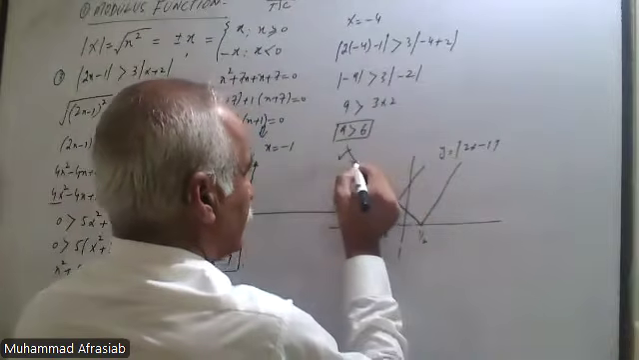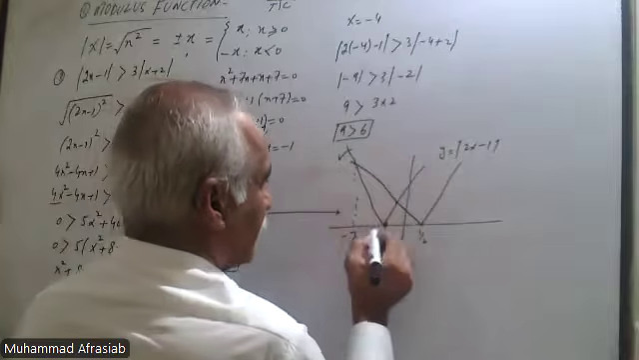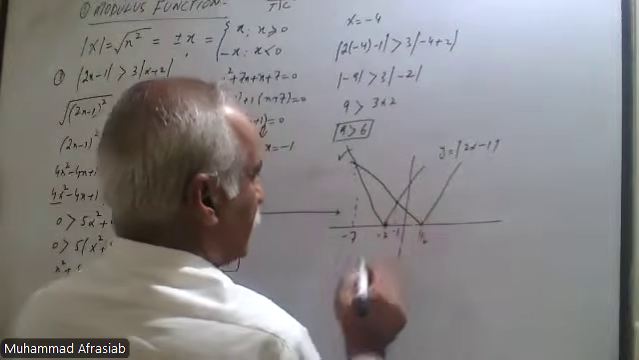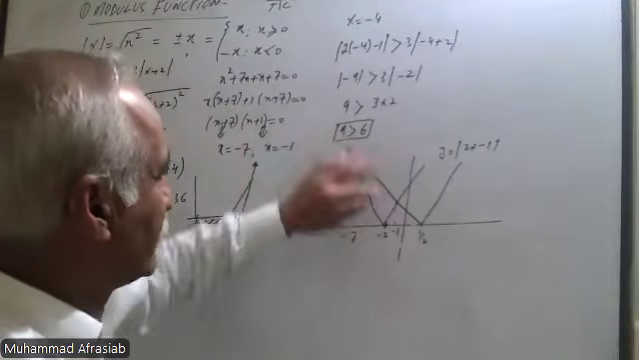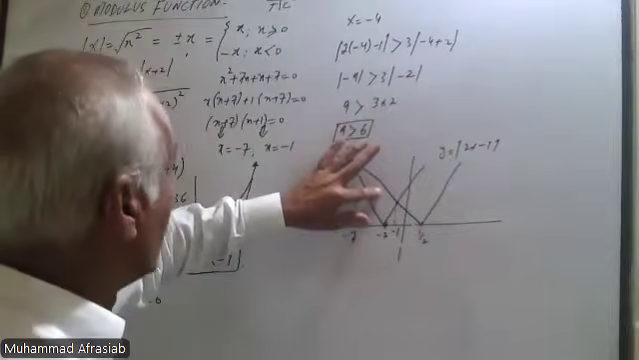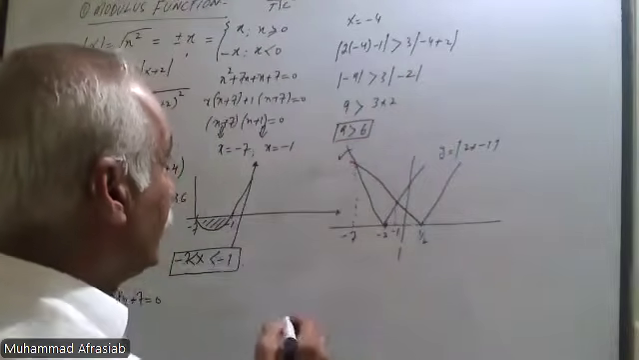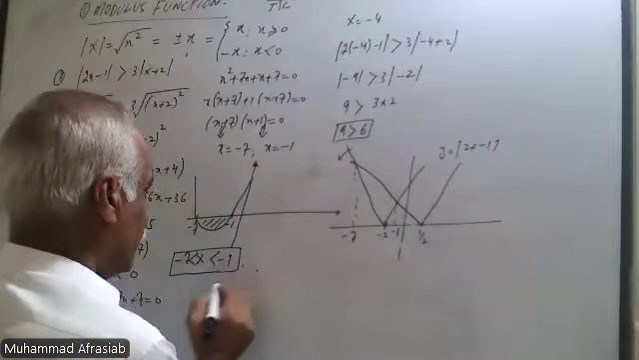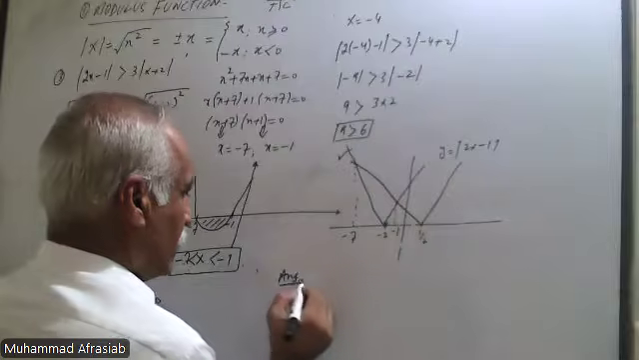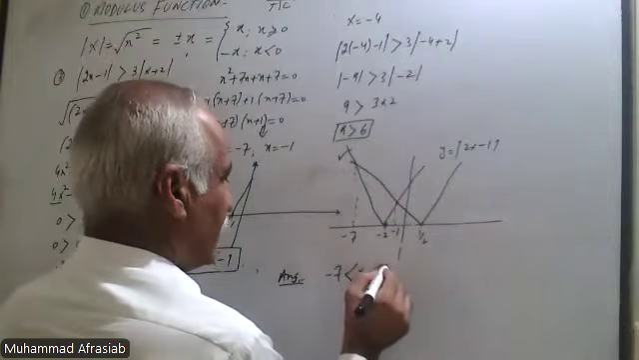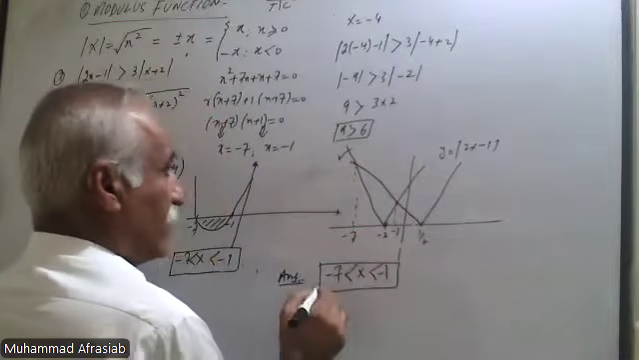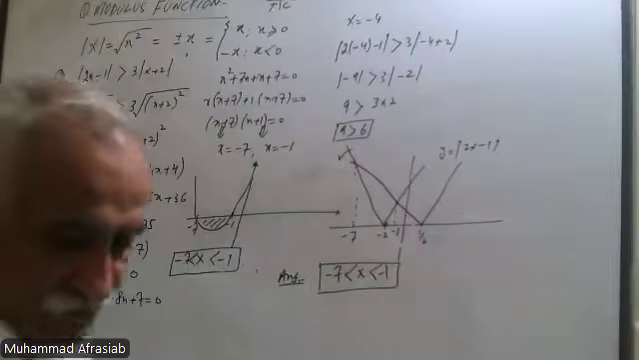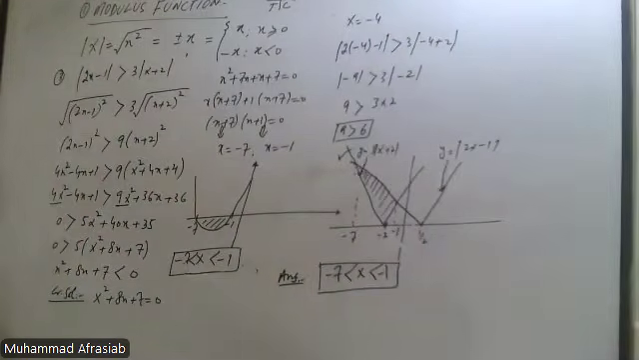So there are two points, one is −7 and one is −1. In between −7 and −1, this upper graph is always more than the graph which is downward. So our required answer is x greater than −7 and less than −1 for this problem. The shaded part is the region where |2x − 1| is more than 3|x + 2|.